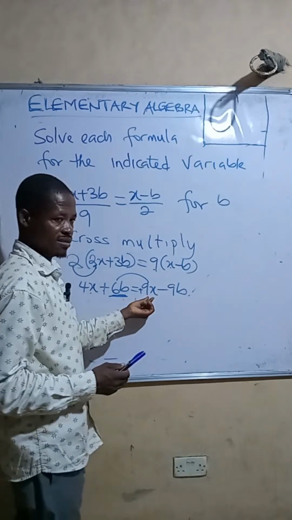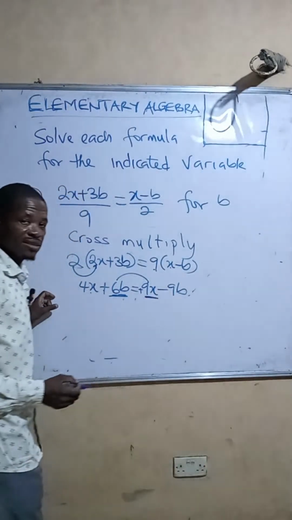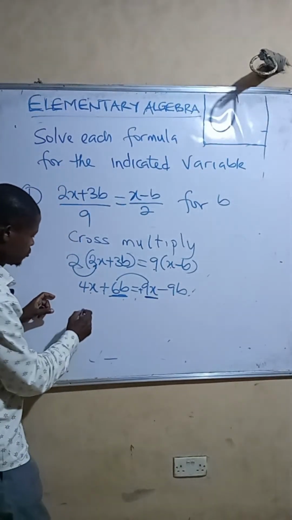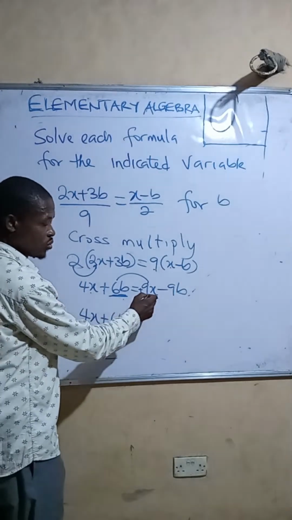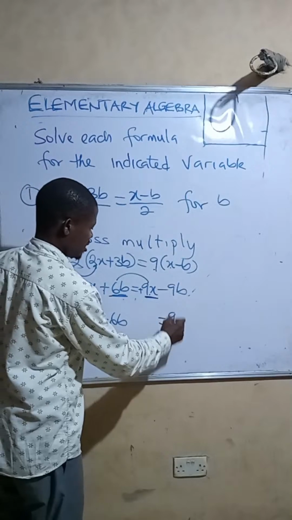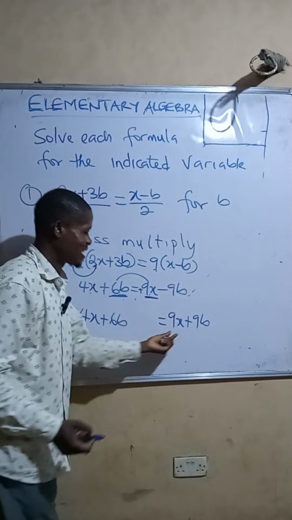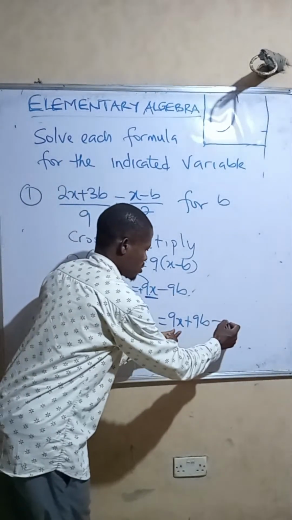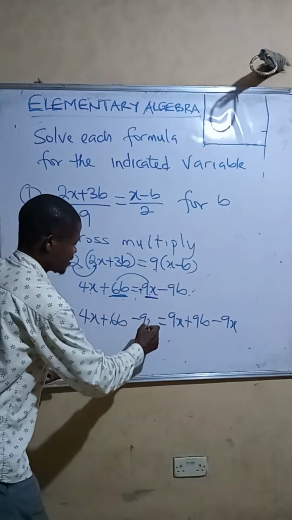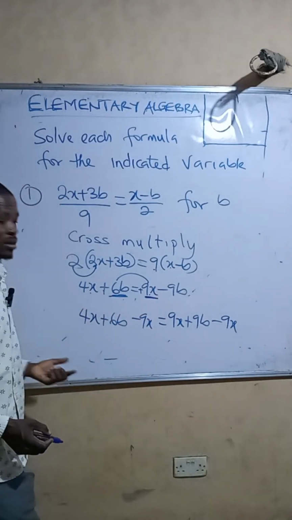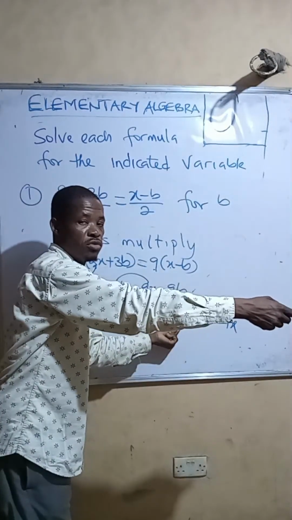This is a plus 9x. I don't want this plus 9x on this side. So I'm going to negate it from this place. That is minus 9x. I'm going to do that for both sides. Minus 9x. Okay? If it's a negative, you use plus, you add it to both sides.